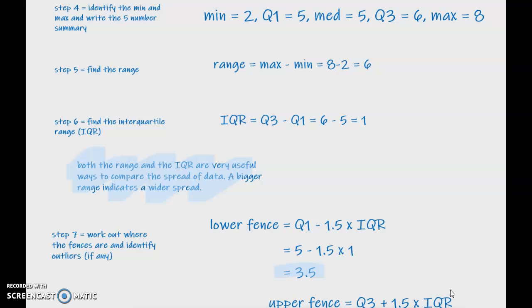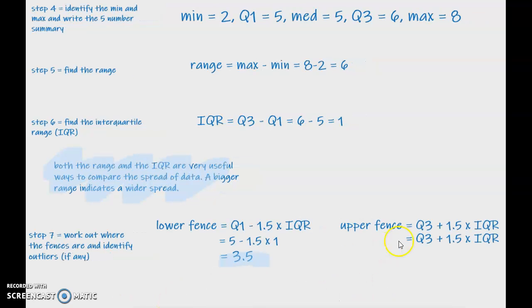Now we're going to do the same to our upper fence. Sorry, I just reorganized things a little bit. So the upper fence is Q3 plus 1.5 times the IQR. Q3 was 6. So let's substitute that. We leave the 1.5 and we substitute the IQR is just 1. So 6 plus 1.5 times 1. 1.5 times 1 is 1.5. So it's 6 plus 1.5, which is 7.5. That's a lower fence of 3.5 and an upper fence of 7.5.